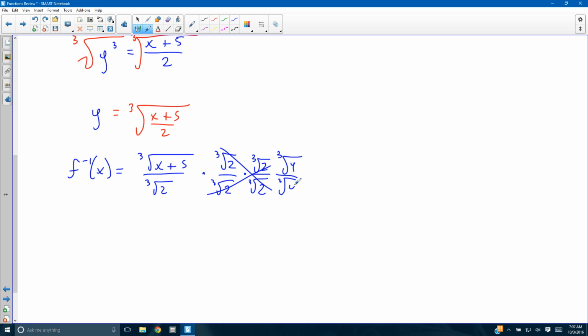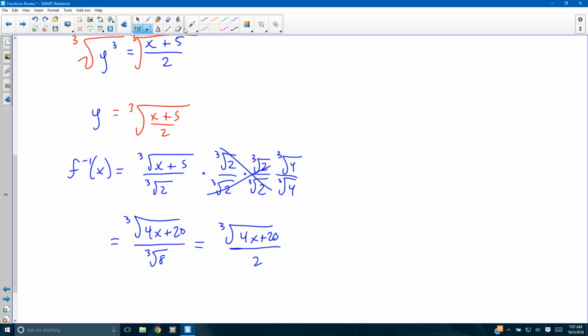I'm only stating this in case you get another value, let's say someone else does it, an answer key, whatever it is you're working on. Here, the 4 can distribute in with this x plus 5, and you'll get the cube root of 4x plus 20. On the bottom, you'll have the cube root of 8, because that's the cube root of 4 times the cube root of 2. And the cube root of 8 is 2, so this is the cube root of 4x plus 20, all over 2, like so.